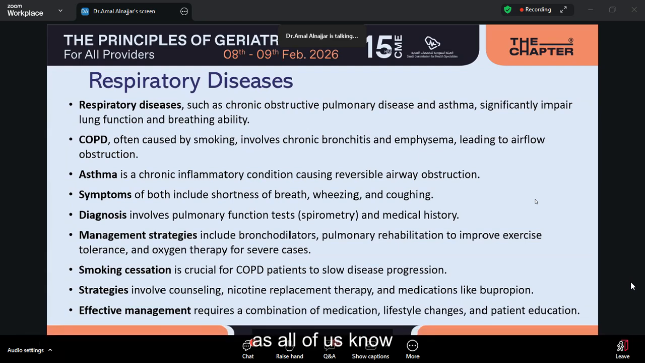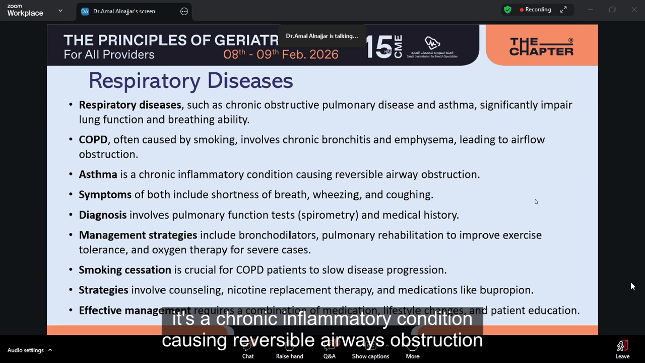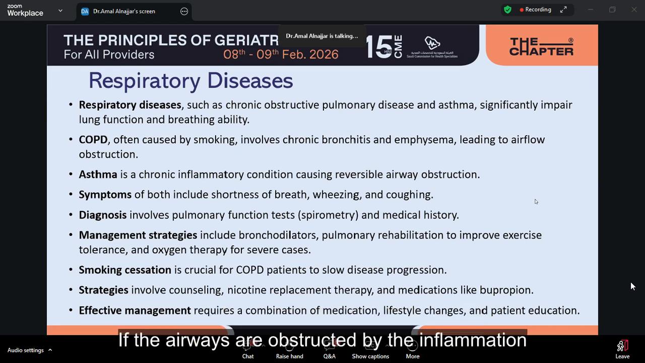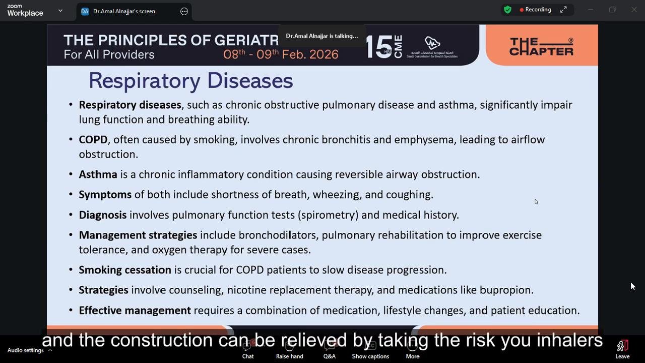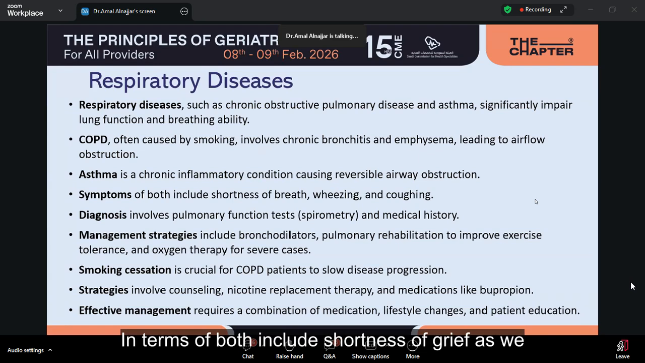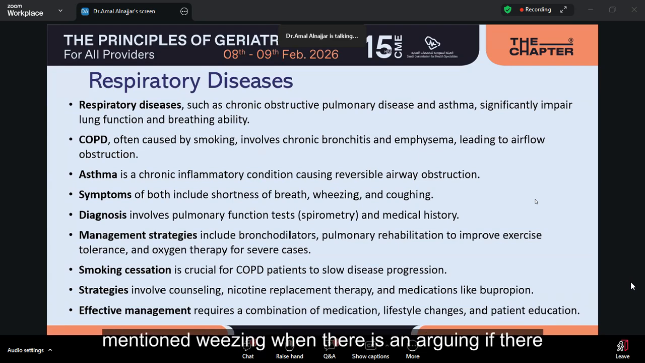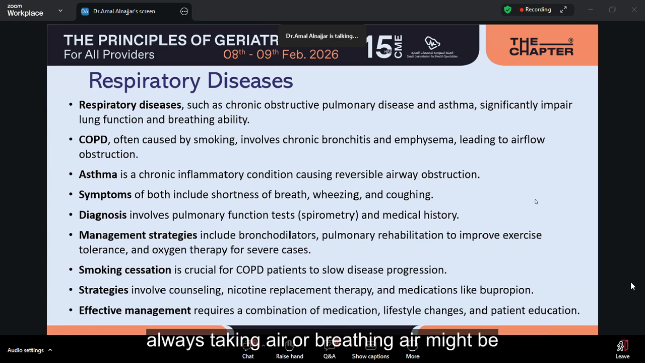Asthma, as all of us know, is a chronic inflammatory condition causing reversible airways obstruction. If the airways are obstructed by the inflammation and the constriction, it can be relieved by taking rescue inhalers. Symptoms of both include shortness of breath and wheezing when there is narrowing of the airways. Breathing air might be associated with wheezing and sometimes coughing. Diagnosis involves pulmonary function tests by spirometry and medical history.